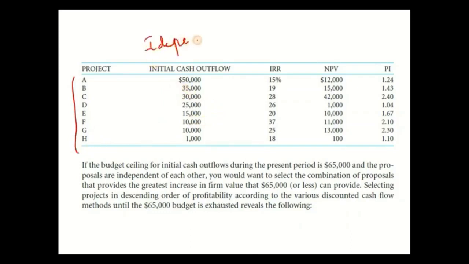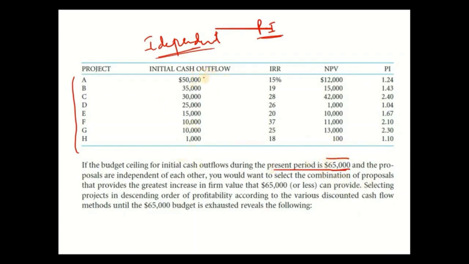Independent projects mean we are not rejecting one based on selecting another, like if we select A then we reject B, but there are some other limitations. Remember, we can use the profitability index when we have limited resources. For instance, we have a limited resource of 65,000. This is the maximum budget that you can allocate, and within this budget, which projects would you choose?